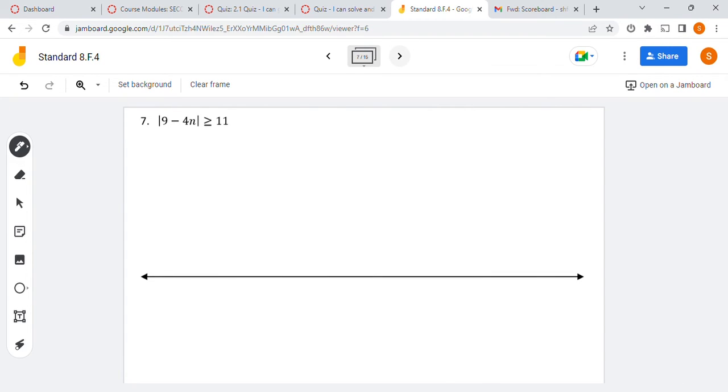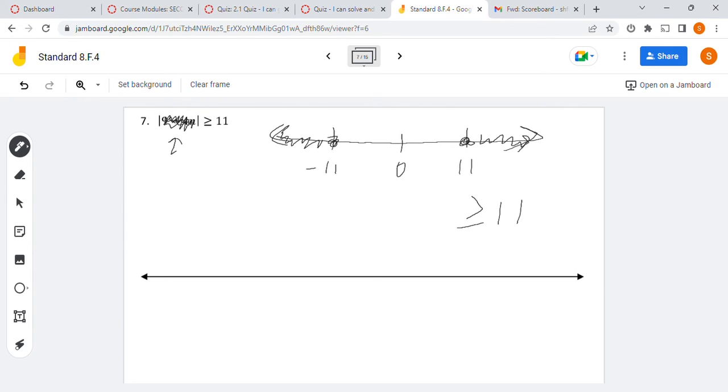Next, we've got a little bit more to think about, but I like to ignore this for just a little bit and say, all right, our distance needs to be greater than or equal to 11. So doing what we did before, we'd have +11 and -11 closed circles because we're allowing it to be equal to those two. And our distance being greater, we're going to go out away from 0 on both these ends. Now on this right-hand side, that would get us greater than or equal to 11. And on the left-hand side, we'd be less than or equal to -11.